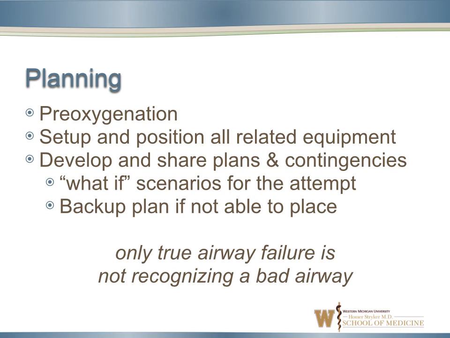We need to set up and stage our equipment. The tube tray should be strung and in place, making sure that we are able to capture first breath capnography. Have the stethoscope at the ready, suction on and running. We also need to develop and then share those contingency plans. Think about what-if scenarios for the attempt. If there's too heavy of vomiting, if I can't visualize cords for endotracheal tube placement. Make sure that backup plan is in place and that other people know what it is if we have to abandon the attempt. This all goes back to the theory that the only true airway failure is not recognizing that we have a bad airway.